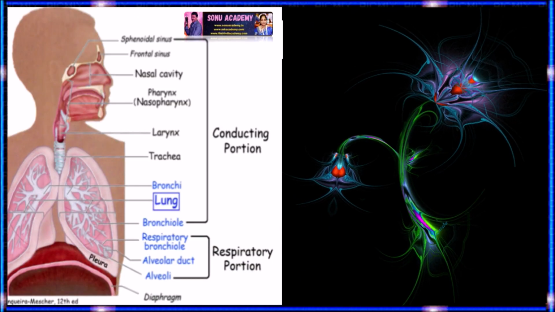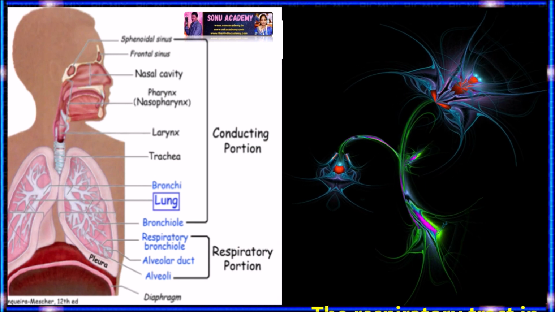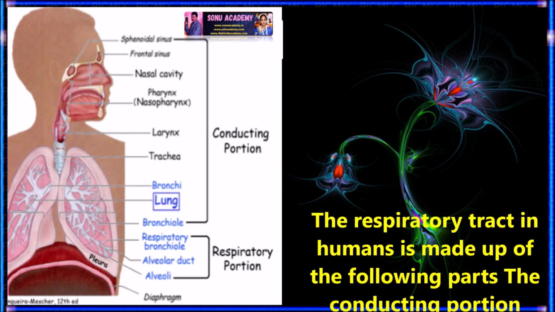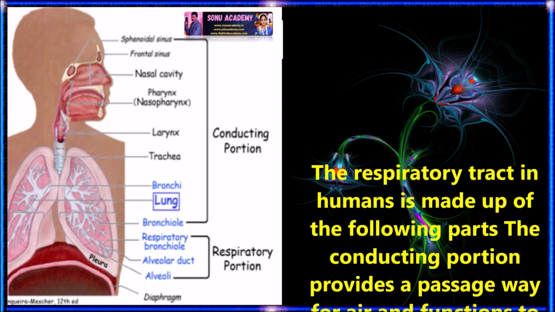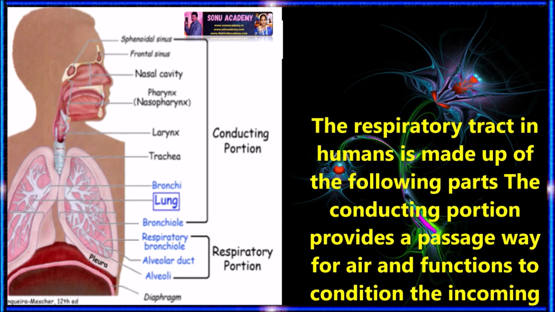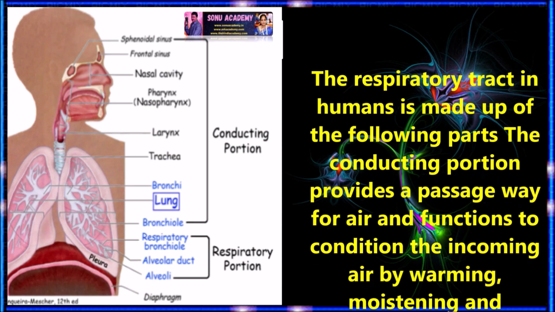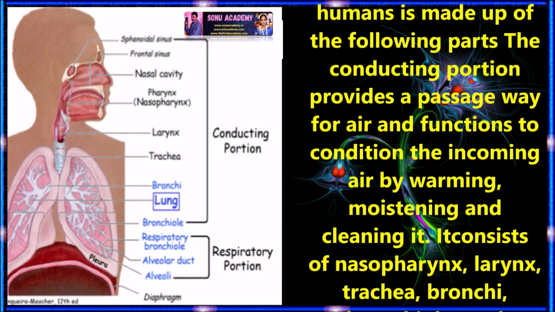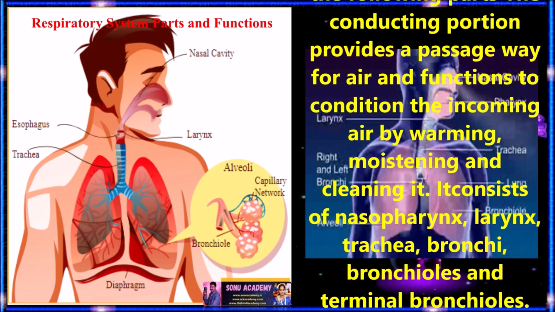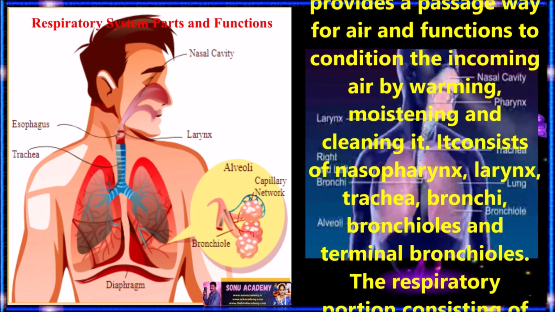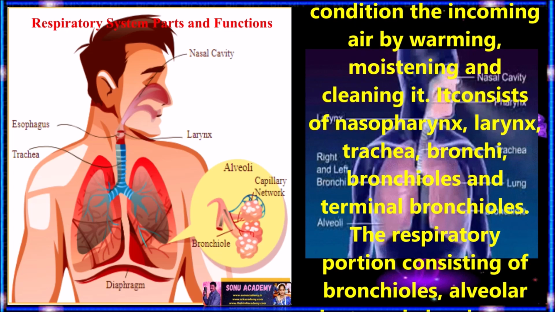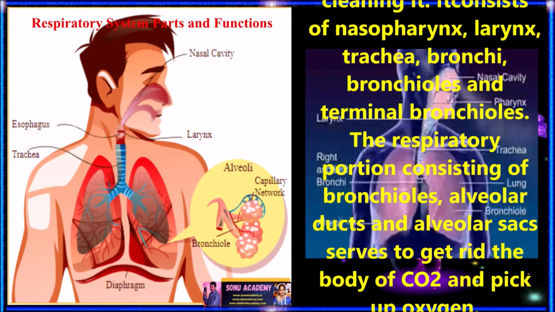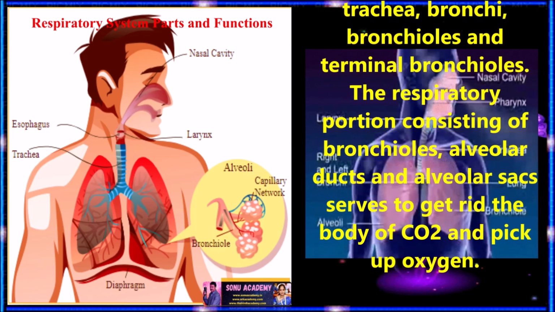Children, now let us discuss the respiratory tract. Let us have a detailed look at the different parts of the respiratory system and their functions. The respiratory tract in humans is made up of the following parts. First, let us discuss what the conducting portion and respiratory portion are. The conducting portion provides a passageway for air and functions to condition the incoming air by warming, moistening and cleaning it. It consists of the nasopharynx, larynx, trachea, bronchi, bronchioles and terminal bronchioles.